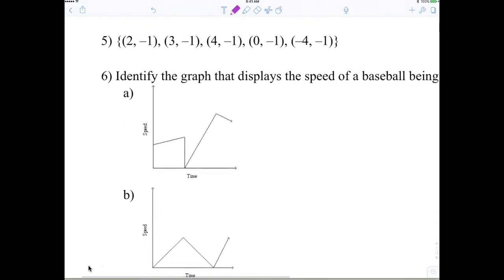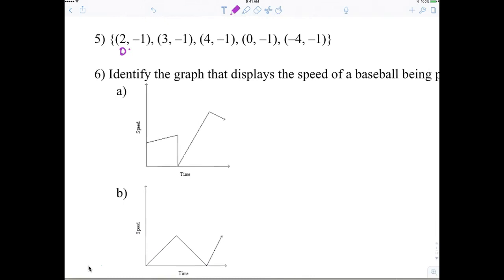All right. Number 5. Again, domain, range. Again, try to put them in order if you can. So -4, 0, 2, 3, 4. Your range. Wow, the range is nice. It's just what? -1. Hopefully you understand now. You don't list them all out. Just list it once. That's all you have to do. Okay.